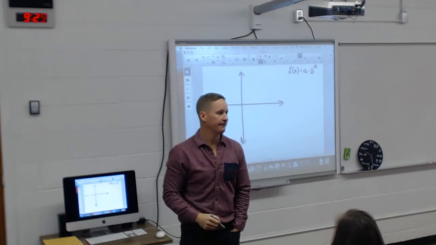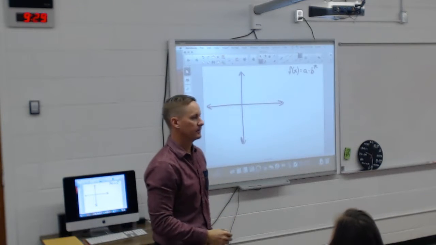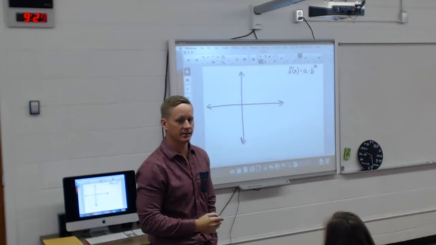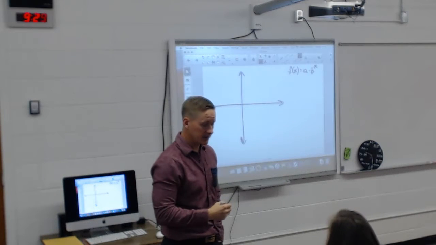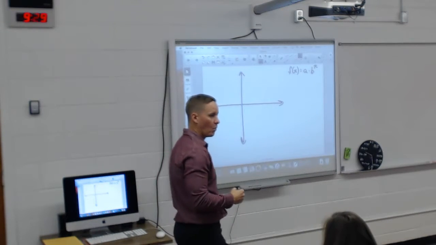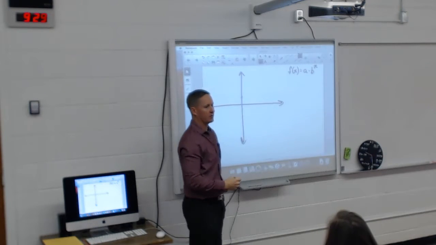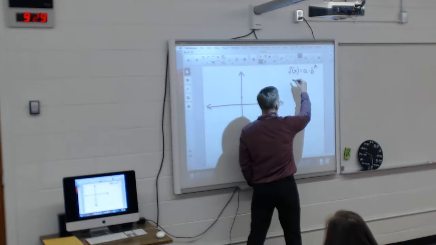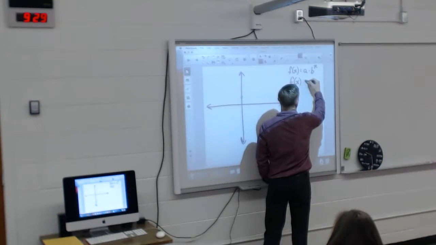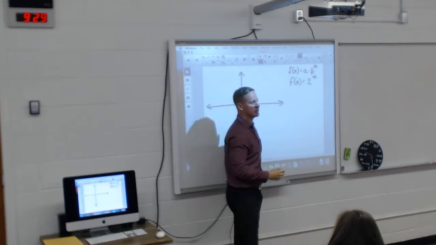Number of x-intercepts is? 0. Doesn't cross the x-axis, does it? Y-intercept is? Y-intercept, we'll just go with the standard one. Y-intercept is 1. So let me do this. f of x is equal to 2 to the x, okay? So we'll have that as our graph.